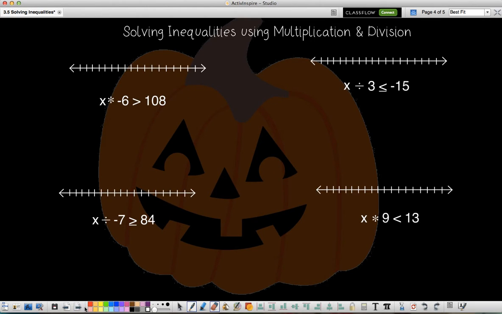So let's get some practice on these. So I have x times negative 6 is 108. I'm going to divide both sides by negative 6. I'm left with x is, and I have to flip my inequality symbol because of the fact that I'm dividing by negative 6. So if your divisor is negative, you have to flip it.